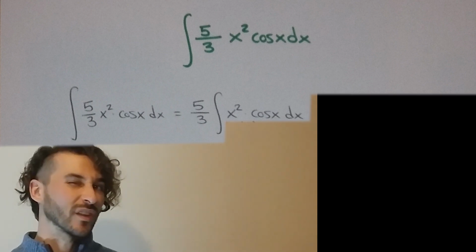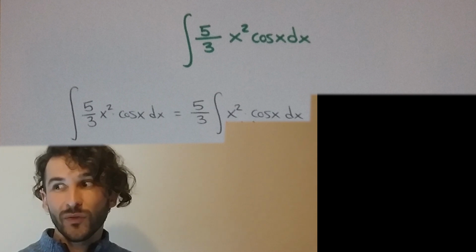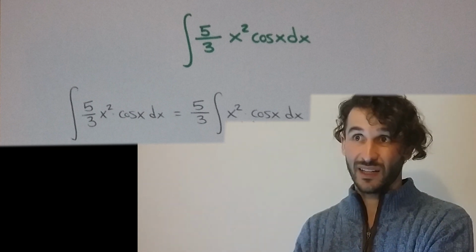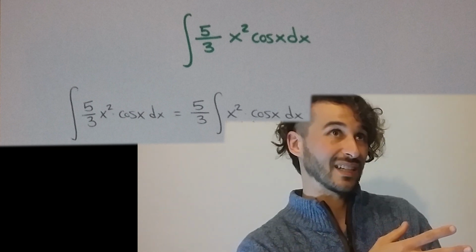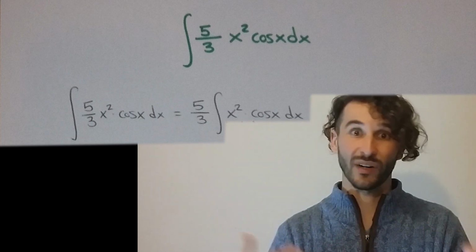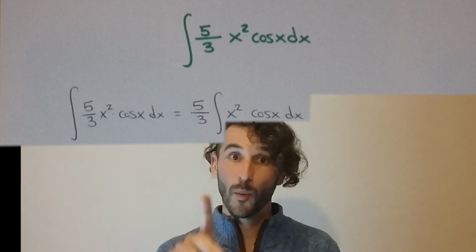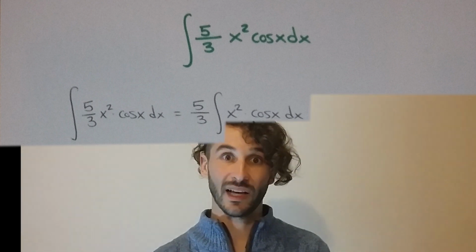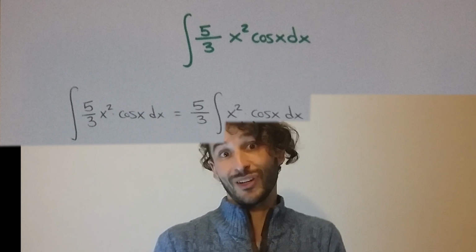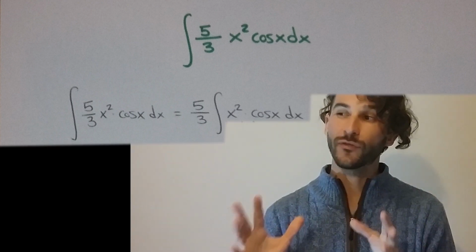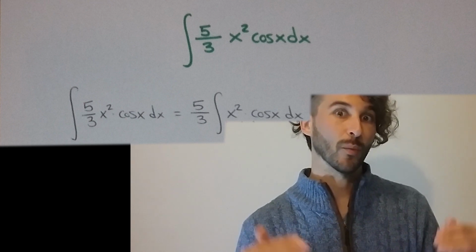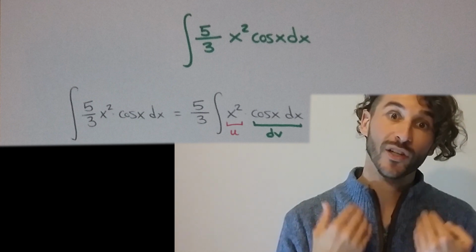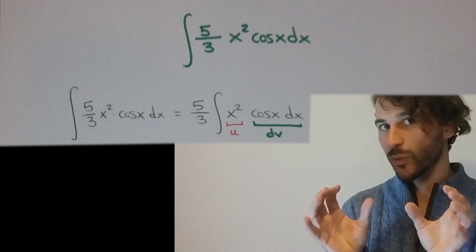Okay, let's see. What happens with cosine in this case? Are we better off differentiating it or should we integrate it? Well, it doesn't matter really, right? Because the derivative of cosine is minus sine and the integral of cosine is sine, so basically it's the same thing with a positive or negative sign. But what about x squared? If we integrate it, we increase its degree by 1. We're going to get x cubed divided by 3, a polynomial of degree 3. But if we differentiate x squared, we get 2x, a polynomial of lower degree. So x squared is the function we're going to differentiate, and the cosine is what we're going to integrate.